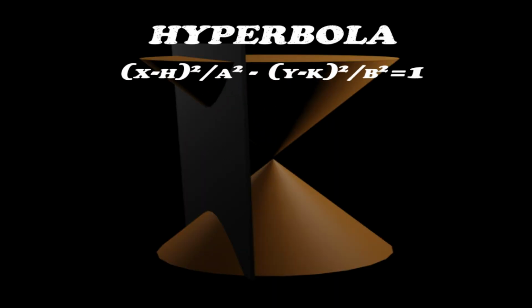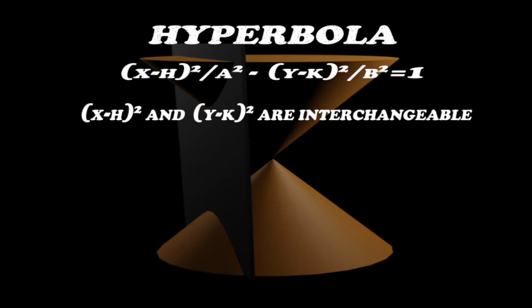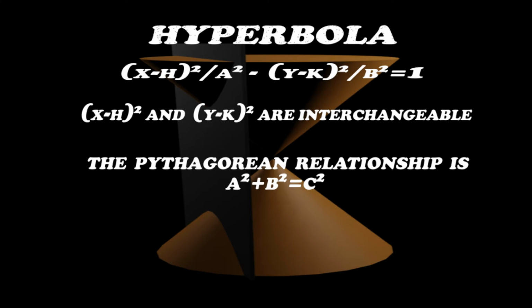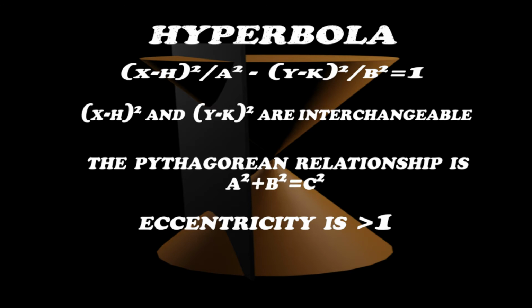The standard formula for a hyperbola is (x − h)²/a² − (y − k)²/b² = 1, where h and k are the coordinates of the center. (x − h)² and (y − k)² are interchangeable. The Pythagorean relationship is a² + b² = c², and the eccentricity of a hyperbola is greater than 1.